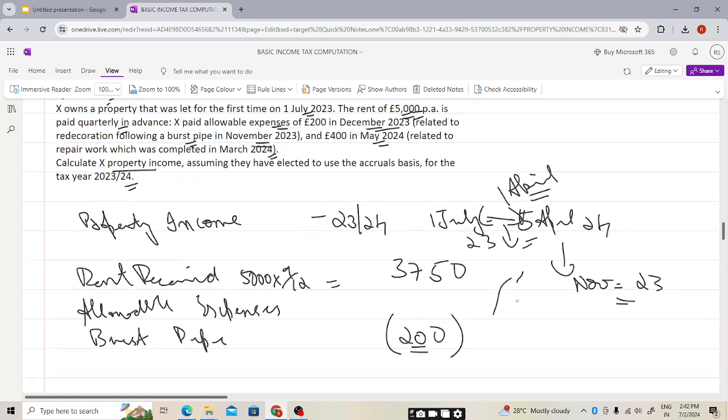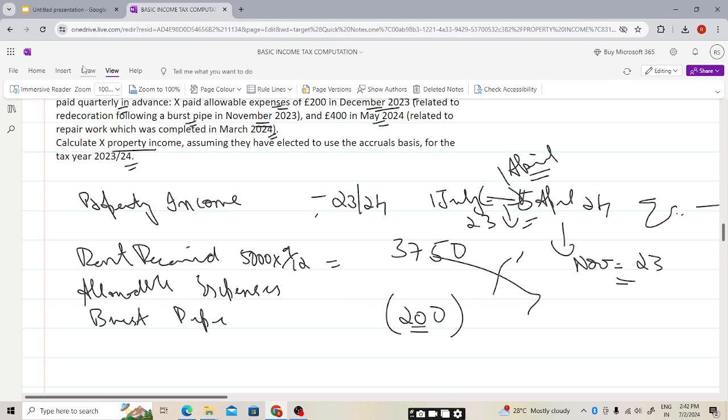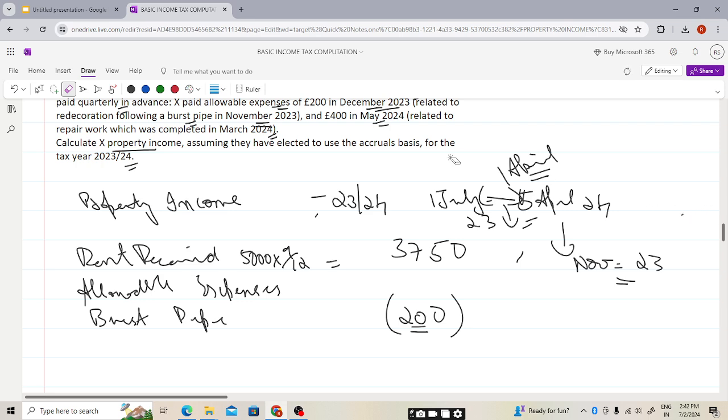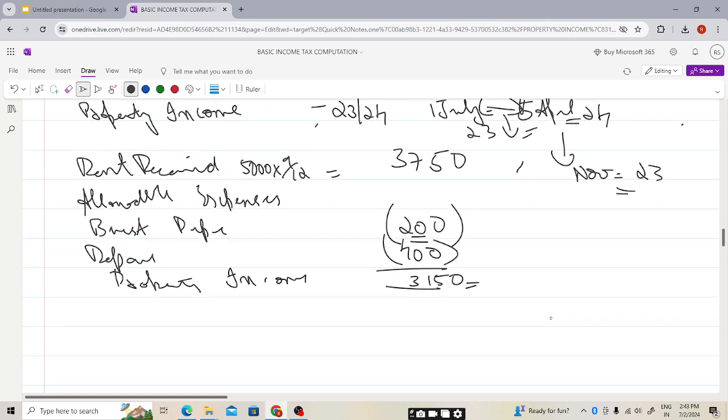Now coming to the second point, the second expense, that is the repair work. Will the repair work be allowed or not, students? Under the cash basis it will not be allowed because it is paid in May. But under the accrual basis, the work was completed in March 2024, within the year ending April 2024, so it will be an allowed expense. So property income will be 3,050. Clear, students, the accrual basis and this?